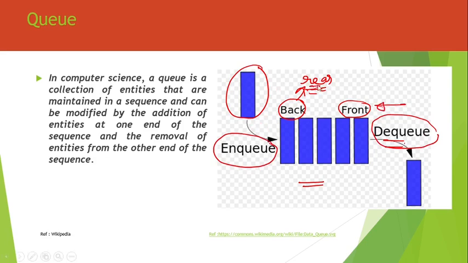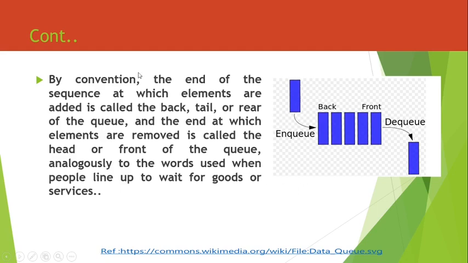Okay, now how it will happen actually, you see, by convention the end of the sequence at which elements are added is called the back, tail or rear pointer. So addition will happen through the rear pointer, which is also known as the tail or back of the queue, and the end at which elements are removed is called the head or the front of the queue, and through the front pointer it will happen, analogously to the words used when people line up to wait for goods or services. So this is how a queue works.